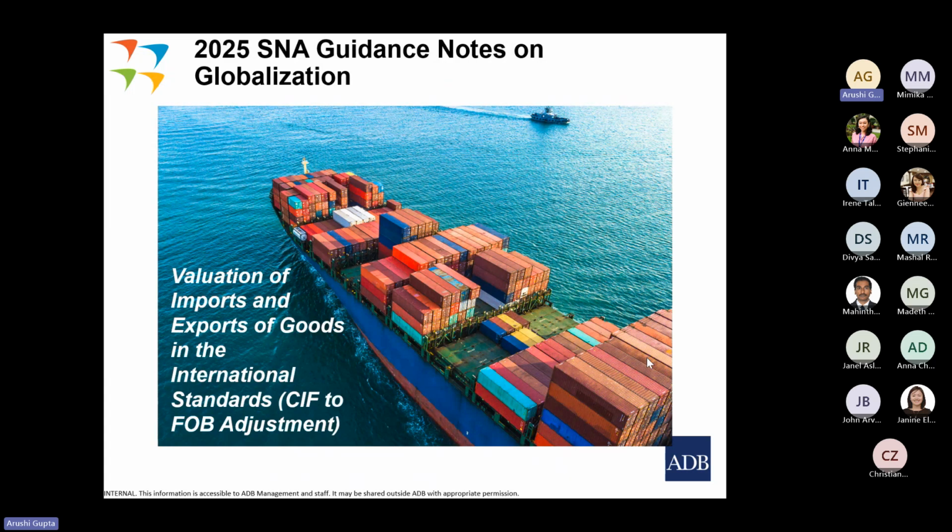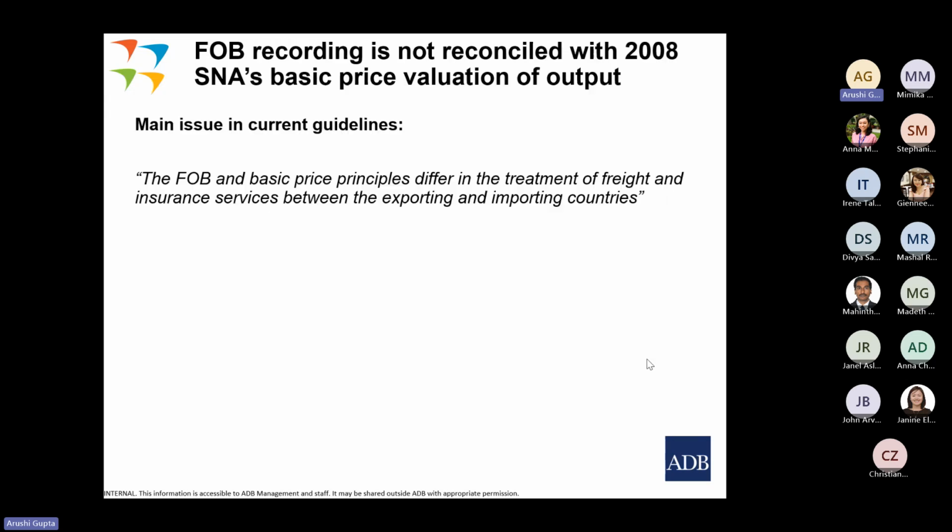So let's begin with the guidance note on globalization, and in particular this one will talk about the valuation of exports and imports of goods in the international standards, and it also alludes to the treatment of CIF to FOB adjustment while valuing imports for SUTs.